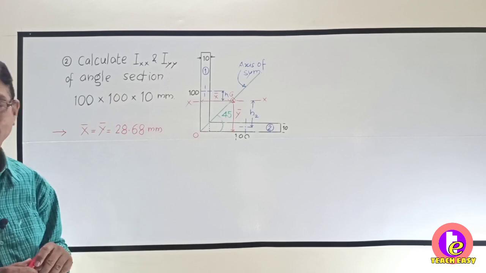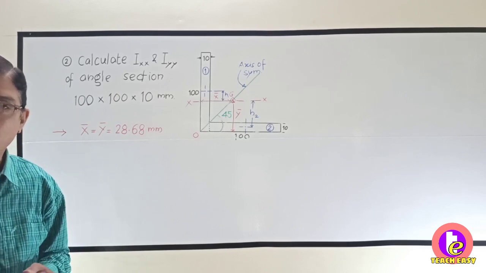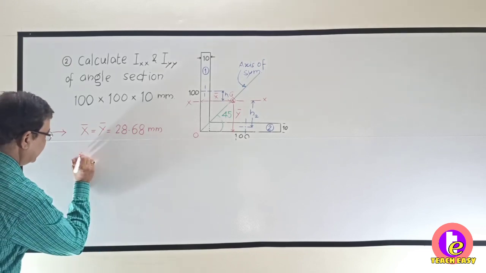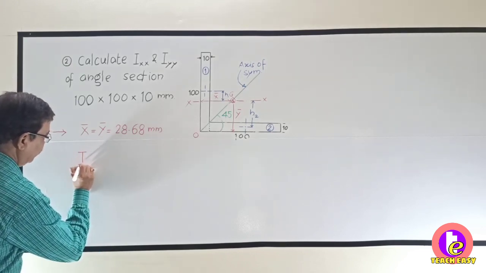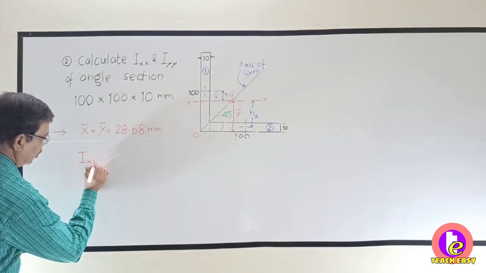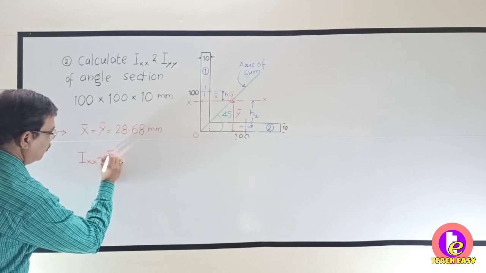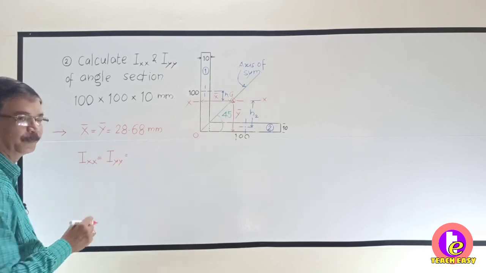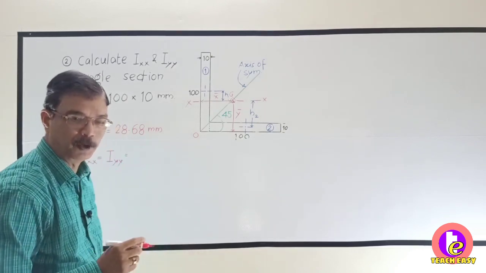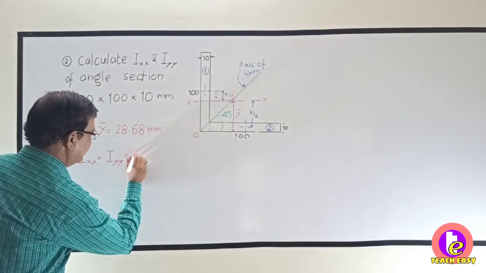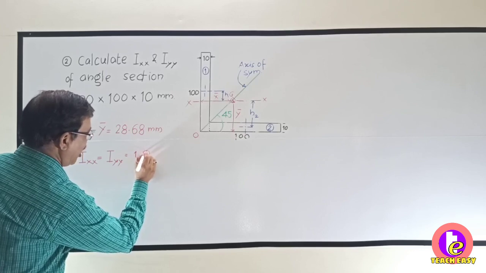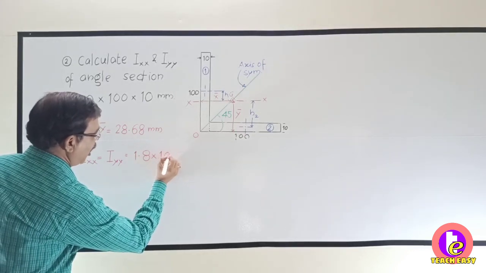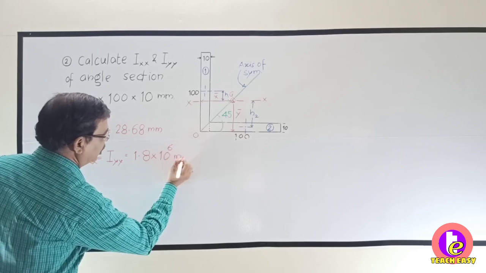Due to the symmetry you will not have to calculate Iyy separately, but it will also be the same. And the answer which you will get will be Ixx is equal to Iyy is equal to 1.8 into 10 raised to 6 mm raised to 4.